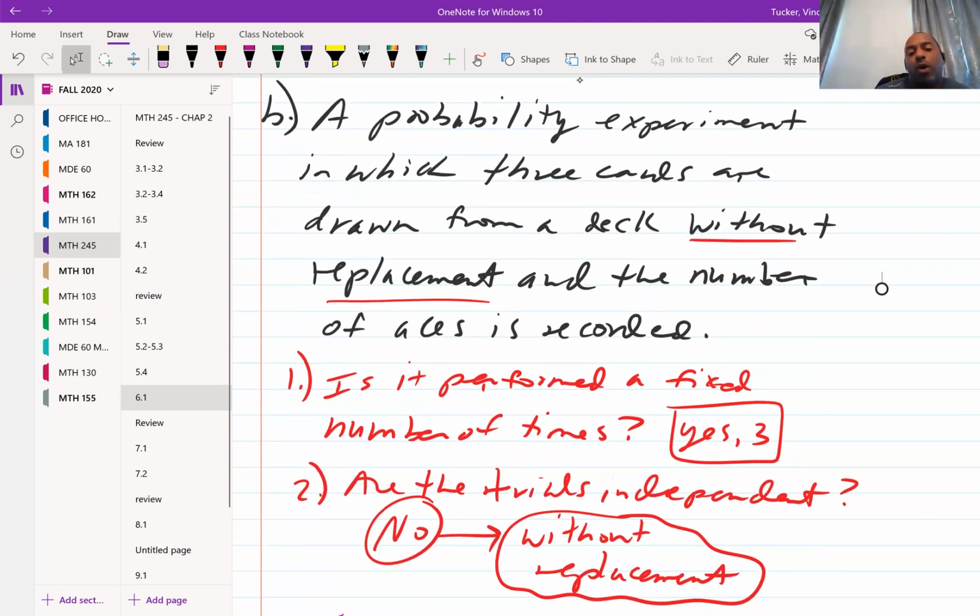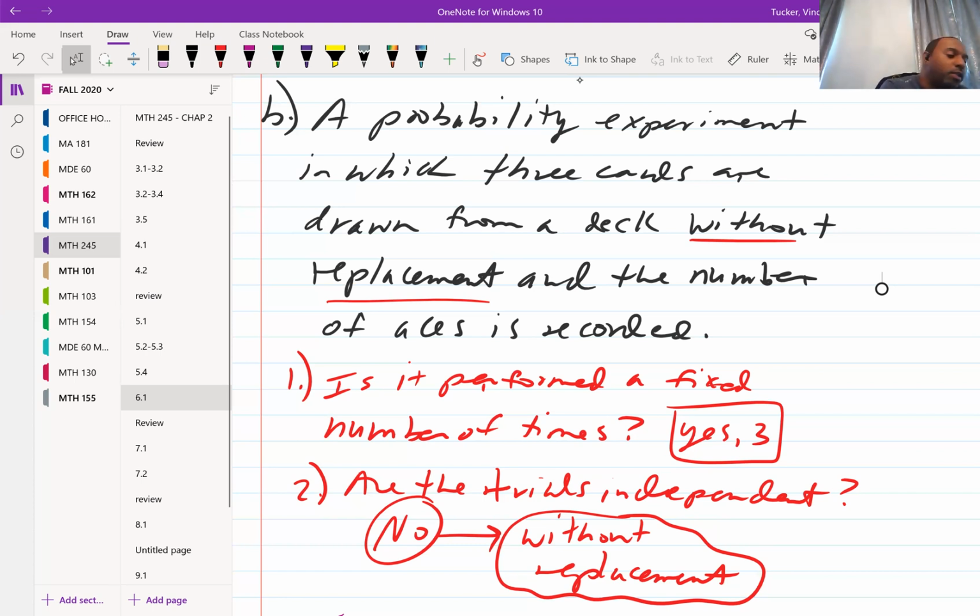Then we get to number 2, are the trials independent? The answer is no. And that's because it says without replacement. Without replacement means I'm not replacing the card back into the deck. So when I pull out, we've got 52 cards. If I pull out a card, if I don't put it back, now I only have 51 cards. So now my probability changes for the next card. Because before I was pulling out from 52, now I'm going to be pulling from 51. And so that's going to change my probability. So that's what we mean by without replacement.